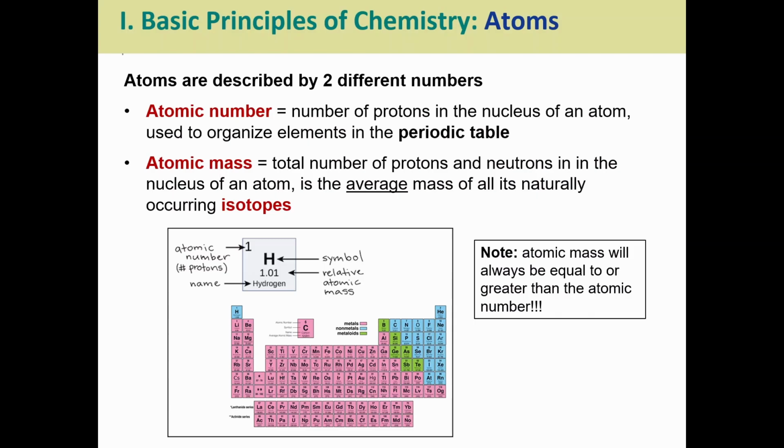Isotopes are atoms of the same element that vary in terms of their number of neutrons. So protons must stay the same, right? They have to stay the same in order for it to be the same element. But neutron number can vary a little bit. So our atomic mass is the average if we look at all the isotopes. So it'll never really be a perfect clean number.